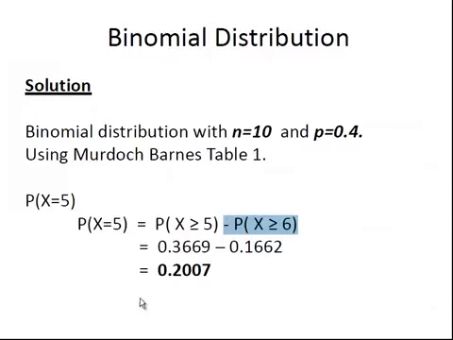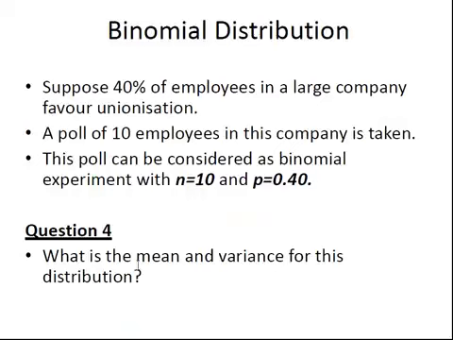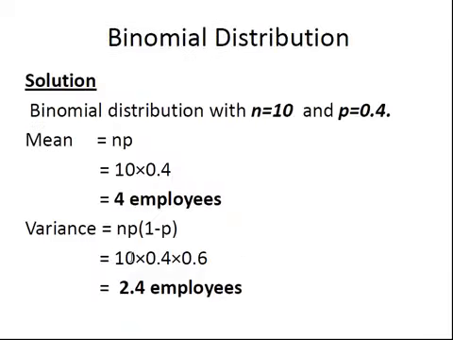And finally, what is the mean and the variance of this distribution? That's not a question that is relevant to the tables. The binomial mean is given by n times p. Here it's 10 times 0.4, which is 4 employees. The binomial variance is np times 1 minus p, so that's 10 times 0.4 times 0.6, and that would be 2.4 employees, which is a strange thing. It's actually 2.4 employees squared. That's a very hard thing to fathom. But that is how we would specify the answer properly.